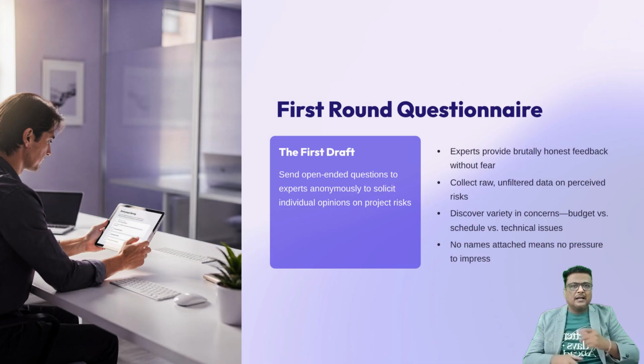Now we have to tackle the first round questionnaire. Formally, this involves the facilitator sending out a series of open-ended questions to the experts to solicit their individual opinions on project risks or estimates. In everyday speak, this is the first draft. You send out an email or a survey link and ask, "What are the top 5 risks you see for this project?" Since it's anonymous, the experts can be brutally honest.